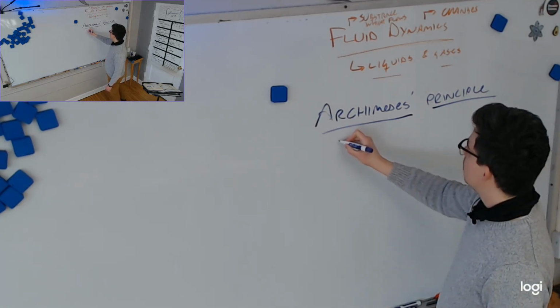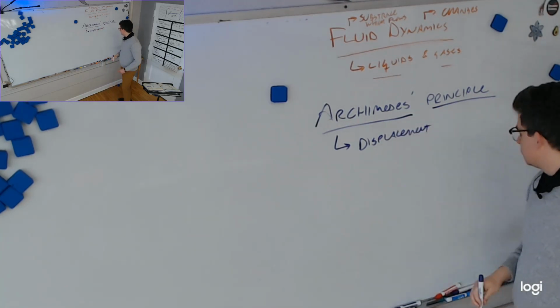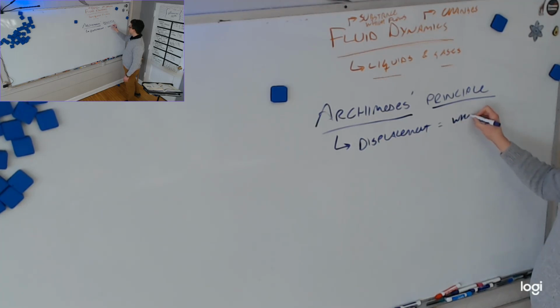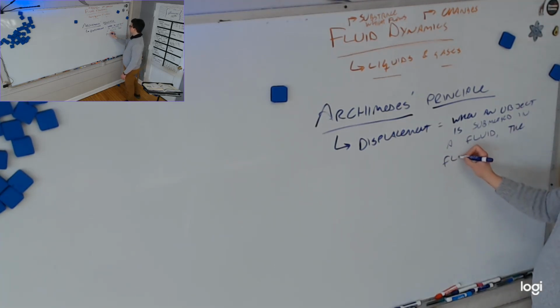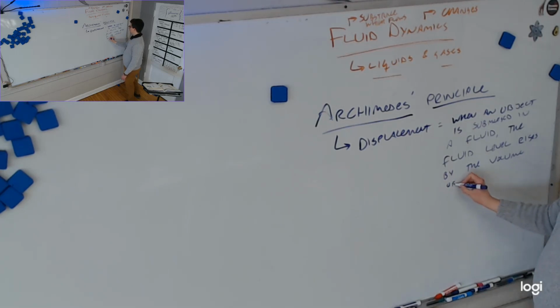Okay, but what is true is that this is about displacement. Which is that when an object is submerged, what's submerged mean? Under. Submerged in a fluid, the fluid level rises by the volume of the object.